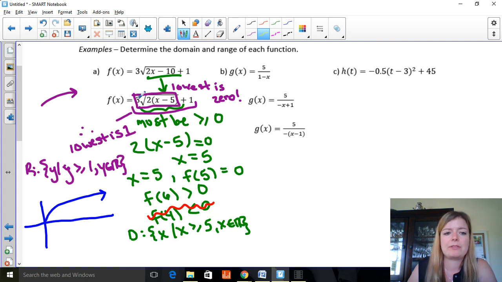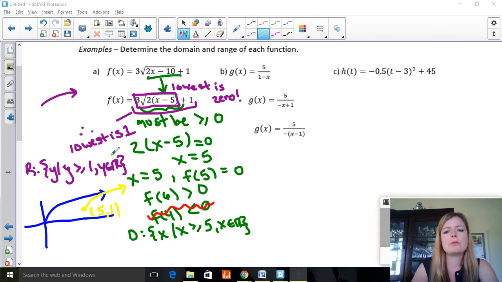So it hasn't been reflected, but it's just been moved to the right 5 and up 1. And then it might have a different shape, but that doesn't matter for domain and range. So it's been moved to the right 5, so that's 5, and up 1. So then you can just see, oh, it starts at 5 and goes in this direction, and for y it starts at 1 and goes up. So then you can just come up with your domain and range that way.